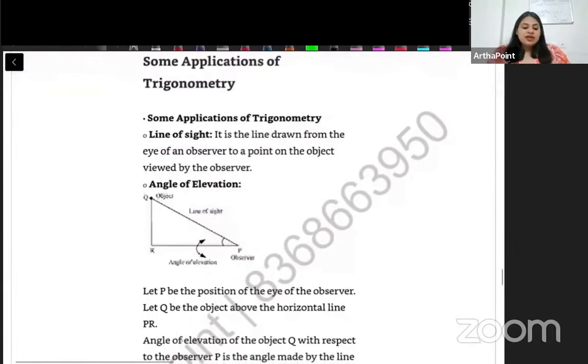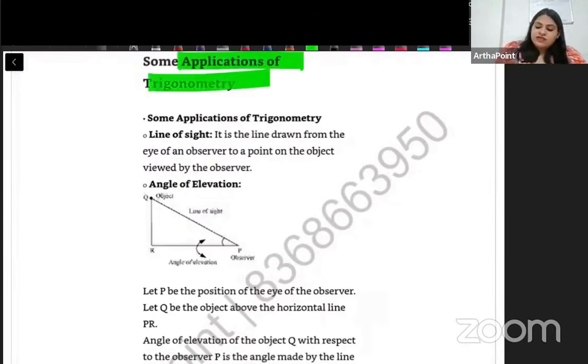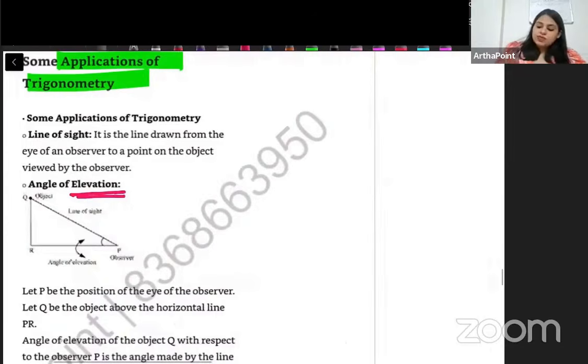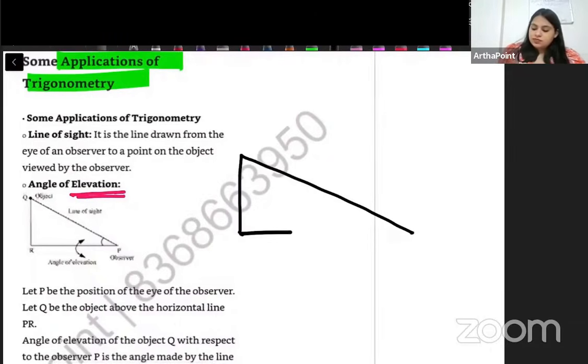Now, simultaneously, beta, I will also go ahead and cover some part of application of trigonometry. Very, very important. So when we talk about application of trigonometry, you must understand something which is known as an angle of elevation. So supposedly, this is a right angle triangle. Right? Then, but this is the object.